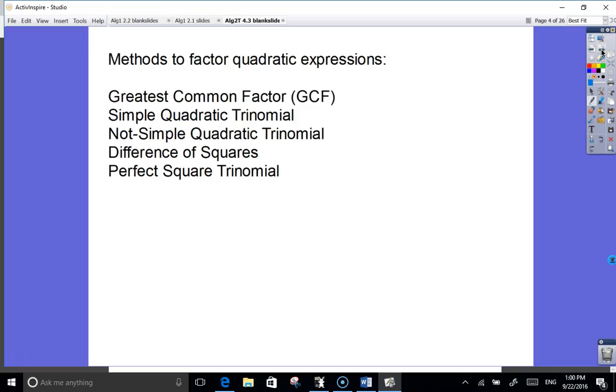So these are all the ways we learn to factor quadratic expressions. We're going to see 3 out of 5 of these today. And 1 out of 5 we won't see in the lesson, but you'll see it in the homework. And the other one, the one we're leaving for next class, is this one that I'm calling not simple. Nobody else calls it that. That's just what I call it.